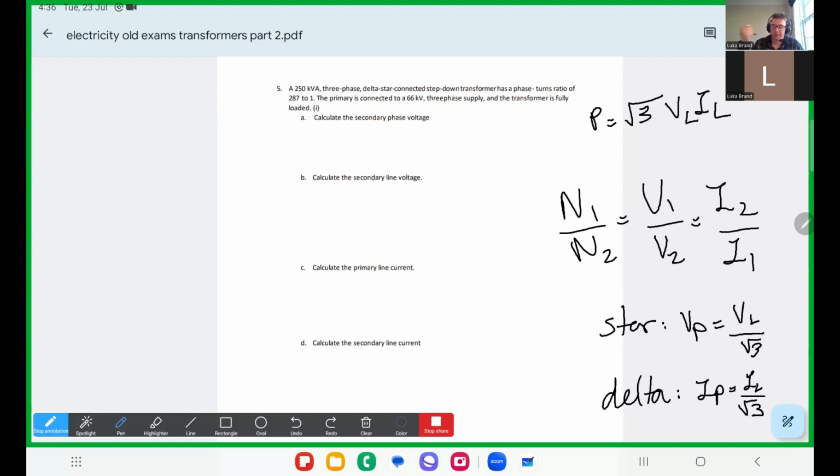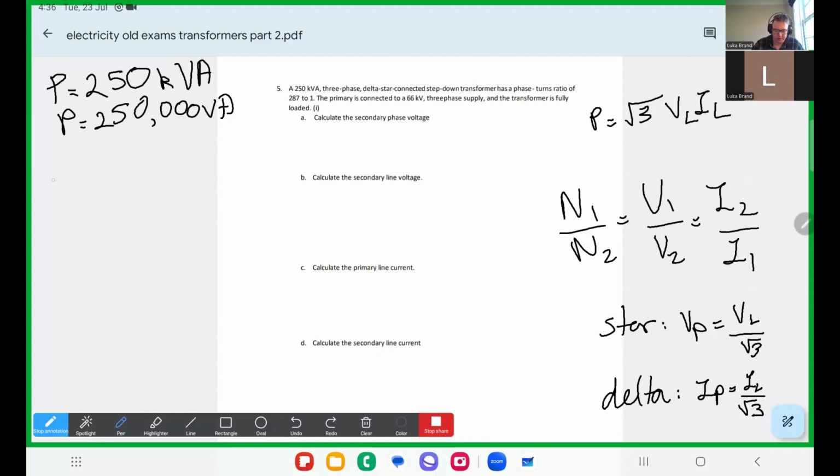With that in mind, I want to find the secondary phase voltage. First thing I'm going to do is make a list of what I have. So I know that power is 250 kVA. So that means that it's going to be 250,000 VA. All right, I've just converted from kilovolt amps to regular volt amps.